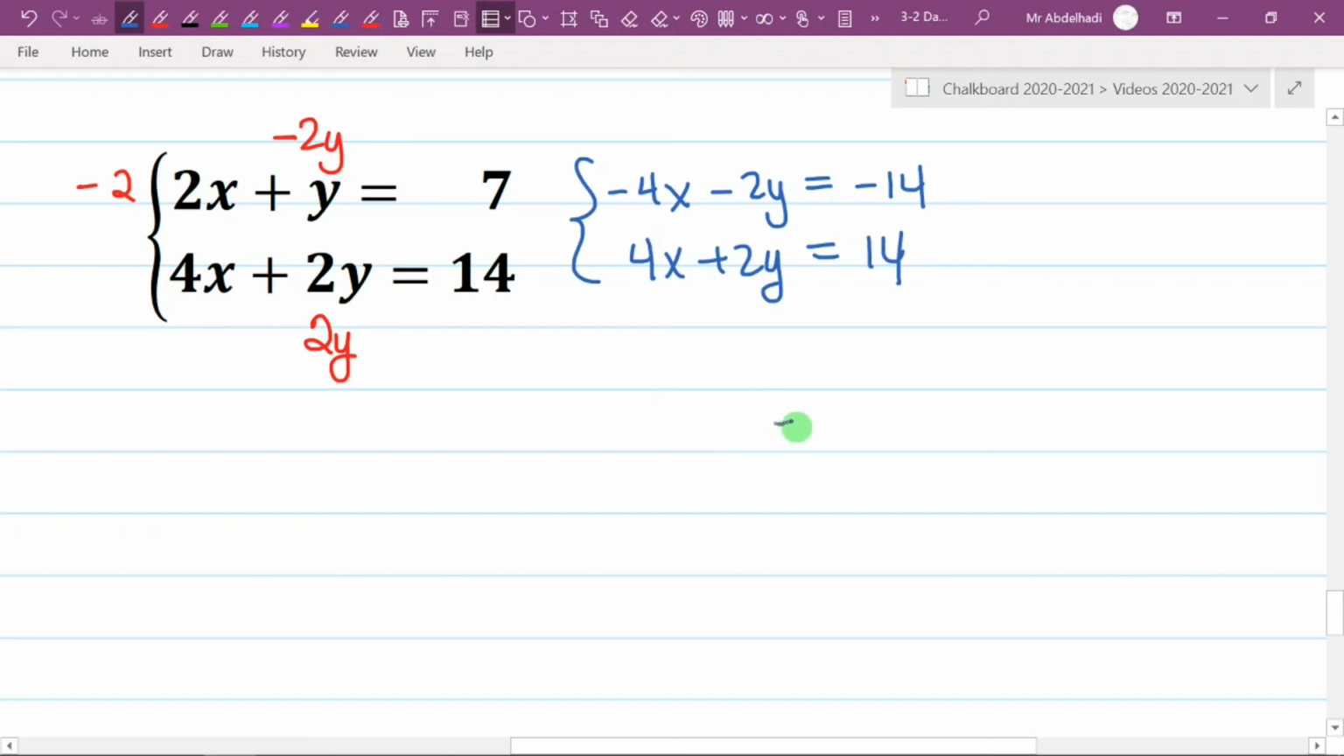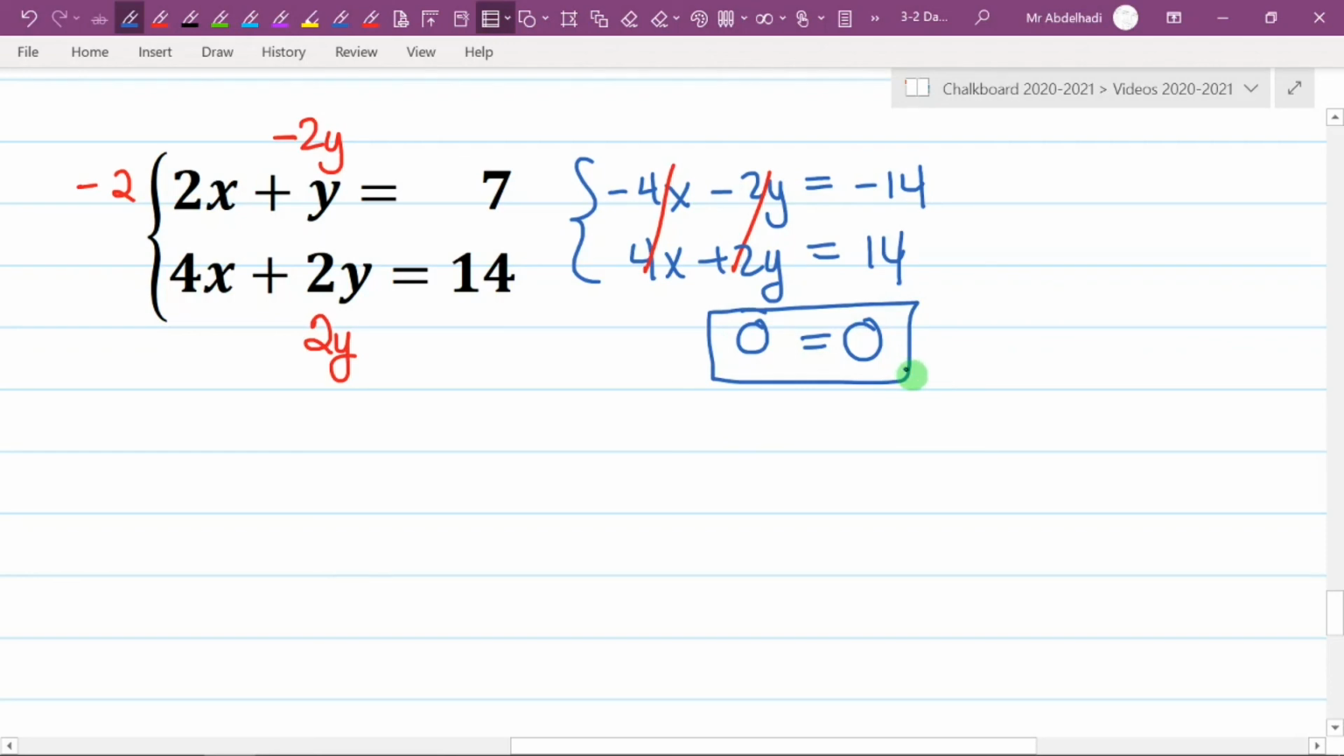And now you have your new system. Now let's see if we get lucky. Does anything cancel out? Well, that cancels out. And that cancels out, leaving us with absolutely nothing on this side of the equation. And on this side, negative 14 and 14 cancel out, giving you that. So you get something that's true all of the time. 0 equals 0 is always, always true.